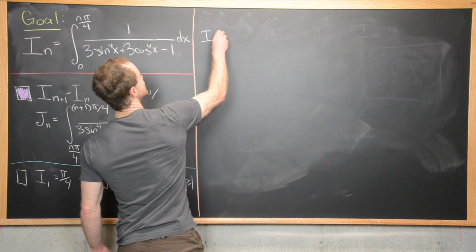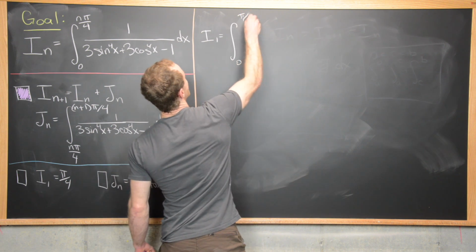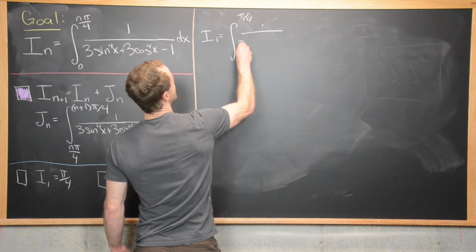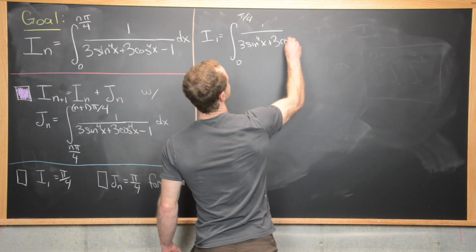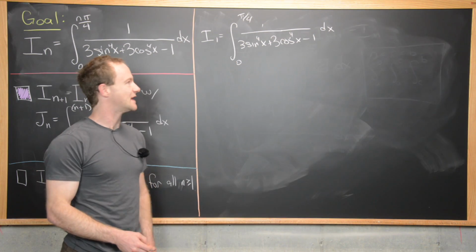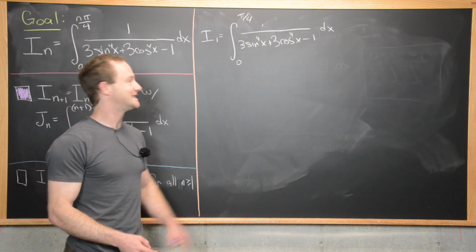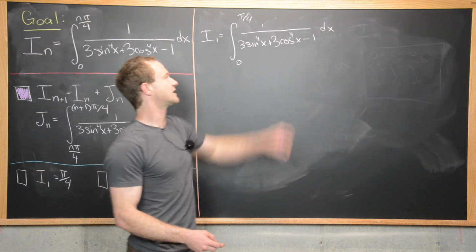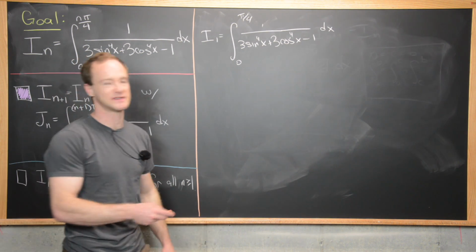So we have I sub 1, which is going to be equal to the integral from 0 to just pi over 4 of 1 over 3 times sine to the fourth x plus 3 times cosine to the fourth x minus 1 dx. Now what I'm going to do is multiply the numerator and the denominator of this by secant to the fourth power to clear this cosine to the fourth power down to just a 1. And that's going to help us simplify.